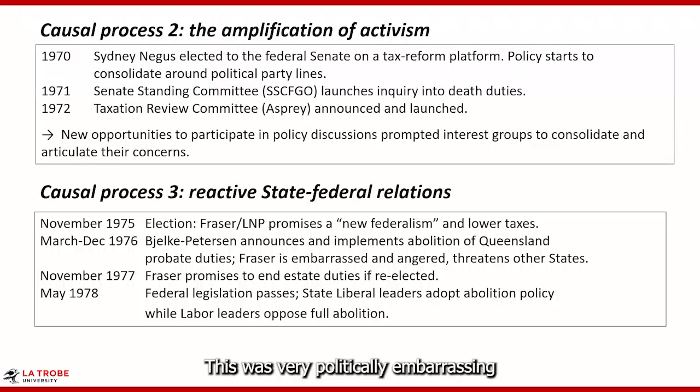This was very politically embarrassing for a government that had been promising lower taxes, but there was really nothing Fraser could do about it. Federal estate taxes were then higher in Queensland than in other states. So at the June 1976 Premiers' Conference, where financial arrangements and revenue sharing were discussed in more detail, Fraser angrily berated Bjelke Petersen and threatened to withhold grant monies from the other states if they decided to destroy their own sources of revenue. And this goes some way towards explaining why state leaders didn't move towards full abolition until after the federal government had done so. They didn't want to risk their own grant monies from the federal government, and they also didn't want the federal estate duties to increase in one particular jurisdiction.